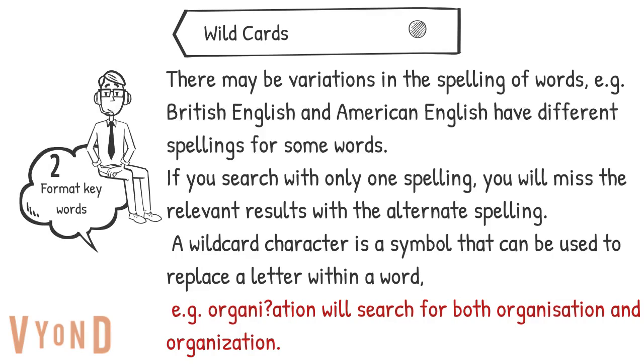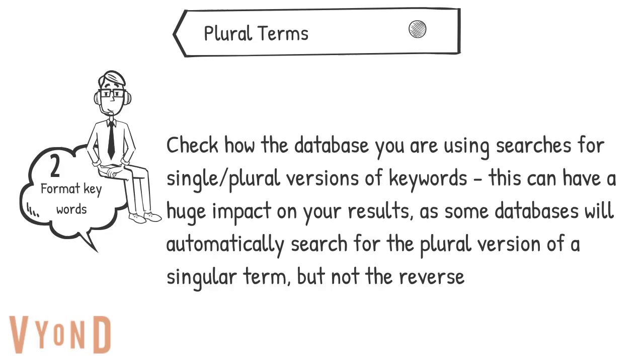Here's an example. Look at the word organisation. It can be written with an S or a Z. Wildcard symbols, if used, will then search for both organisation with an S and organisation with a Z. Plural terms. Check how the database you are using searches for single or plural versions of keywords. This can have a huge impact on your results, as some databases will automatically search for the plural version of a single term, but not the reverse. So make sure to check this.